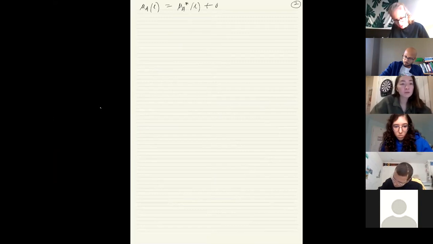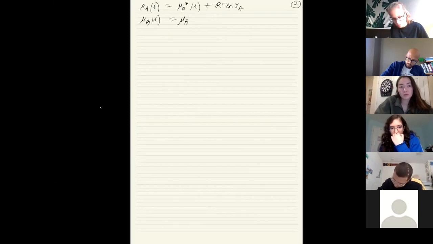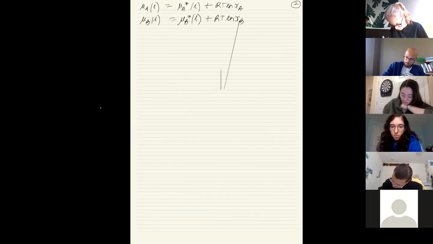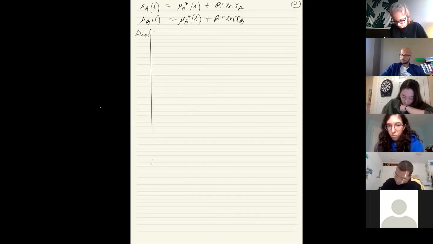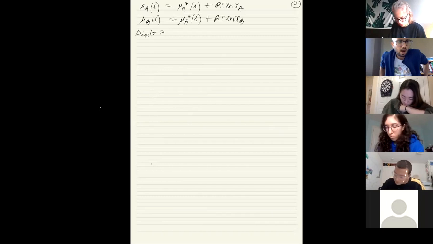So we just showed that mu A liquid is equal to mu A star plus RT ln XA. Similarly, mu B liquid is equal to mu B star, just like Zach said, plus RT ln XB. We did not derive this, but it's the same thing. Instead of B, you work with A and you get this equation, right? So this is how both of them change. And now we have to talk about delta mixing G. How do we do that?